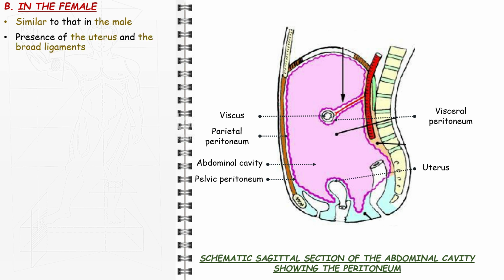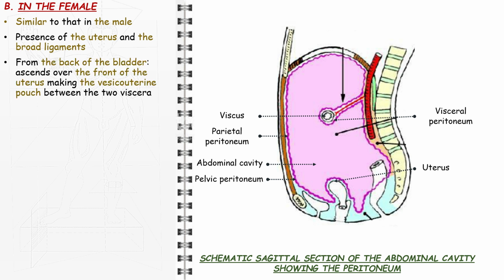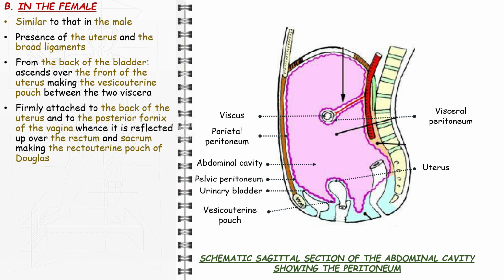From the back of the bladder, the peritoneum ascends over the front of the uterus, making the vesicouterine pouch between the two viscera. The visceral peritoneum of the uterus is firmly attached to the back of that organ and to the posterior fornix of the vagina, whence it is reflected up over the rectum and sacrum. This deep pouch of peritoneum is the rectouterine pouch of Douglas.